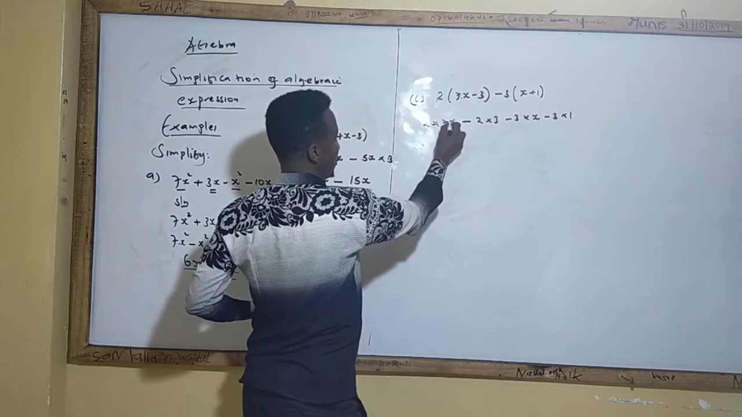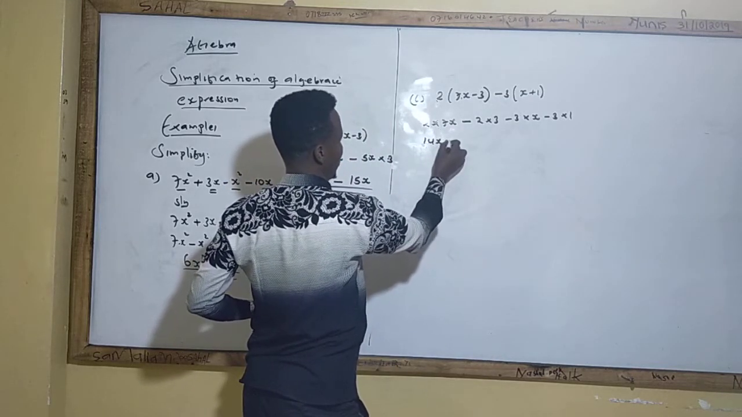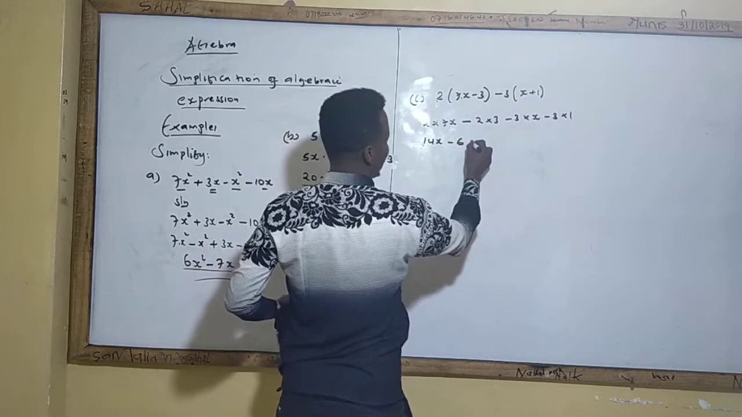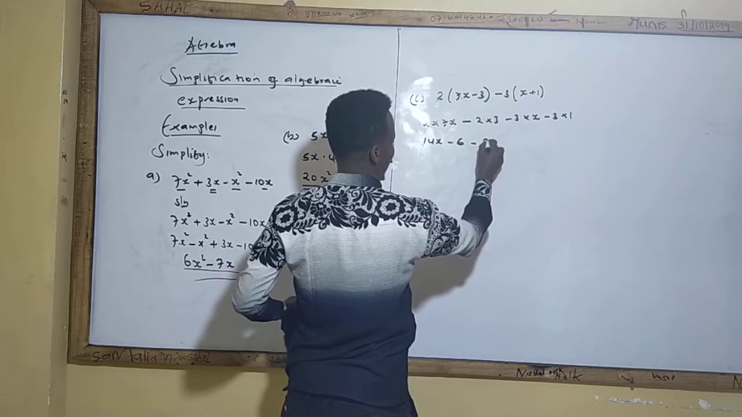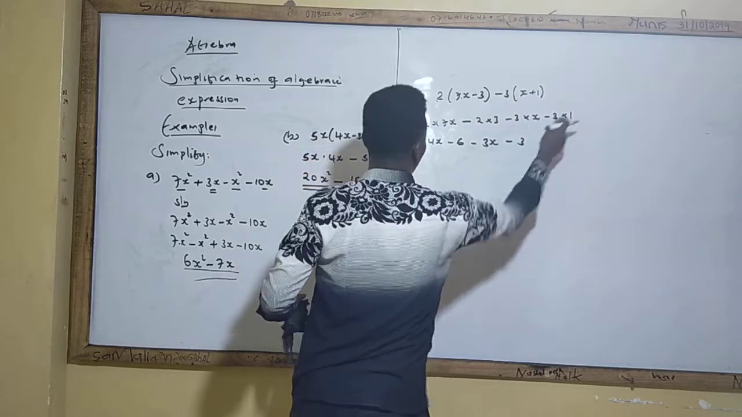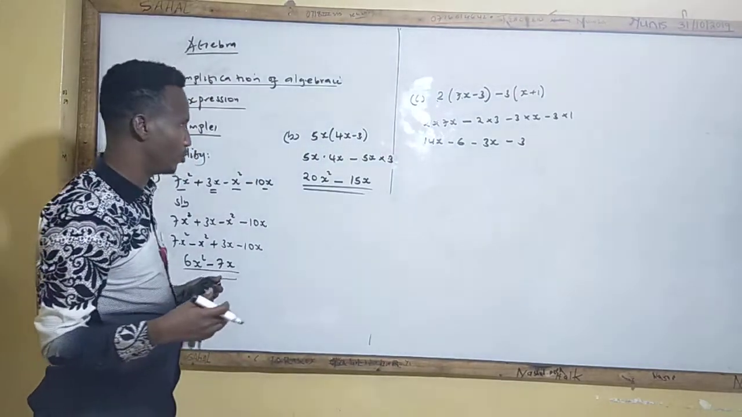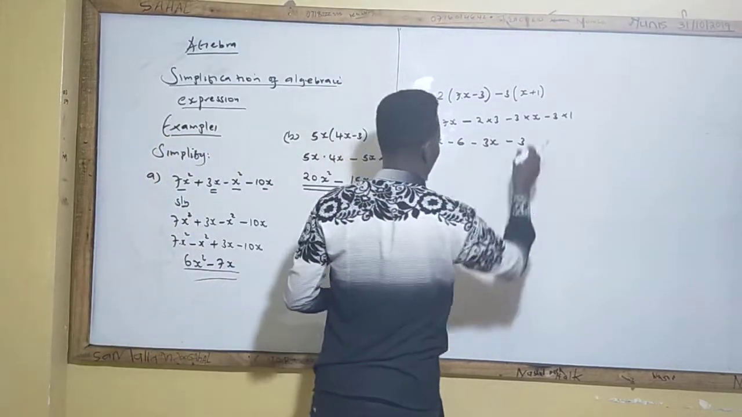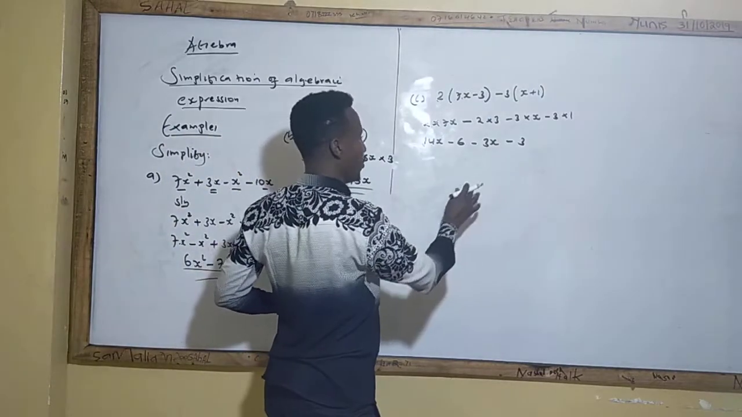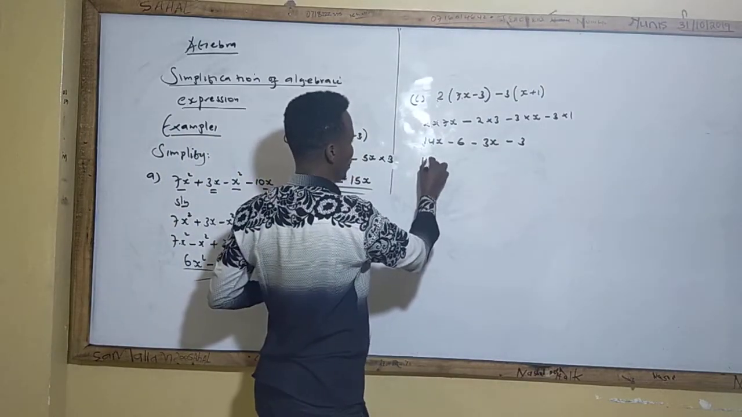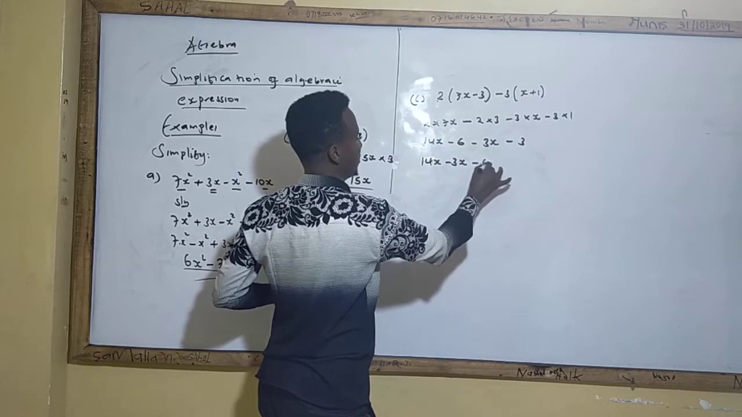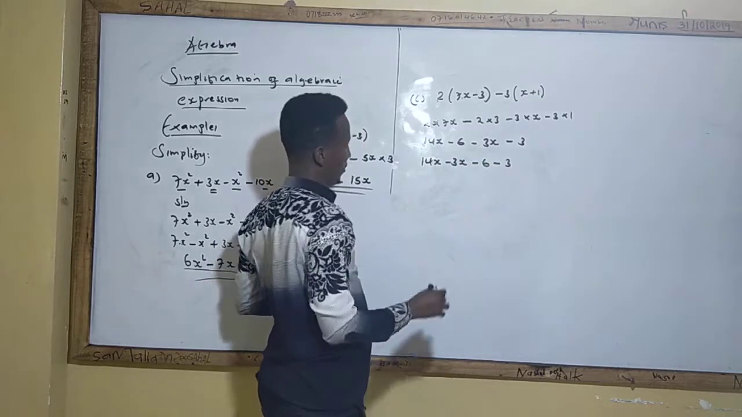Then 2 times 7x is 14x, minus, because 2 times 3 is 6. Then here we have minus 3 times x, which is 3x. Then minus 3, because negative 3 times 1 is negative 3, don't forget. Negative 3 times x is negative 3x, just understand that. So from there, we are going to collect the like terms. We'll have 14x minus 3x minus 6 minus 3.